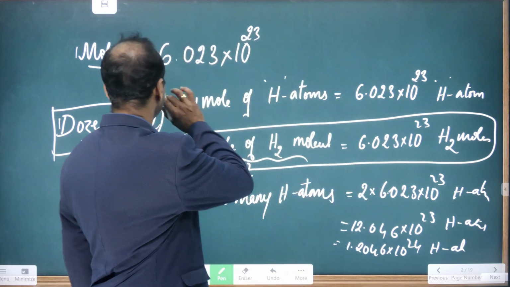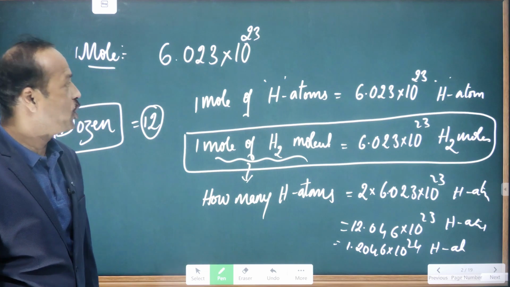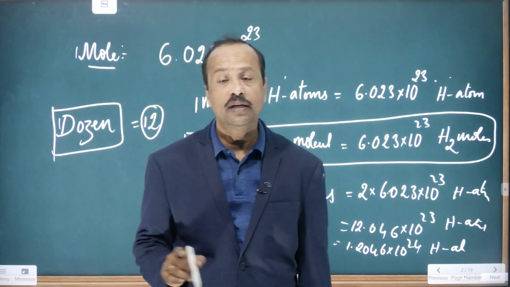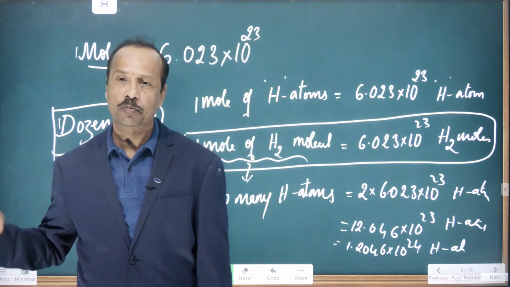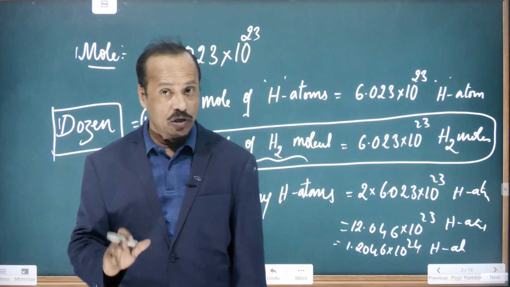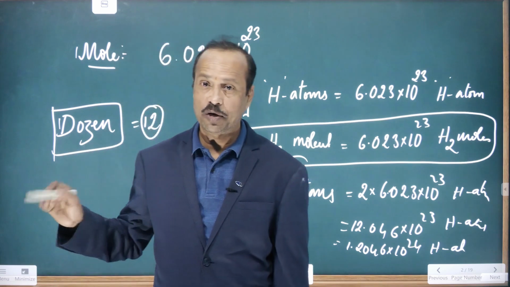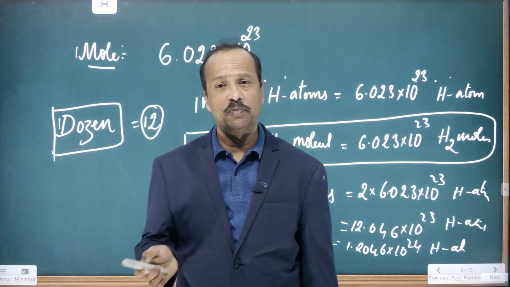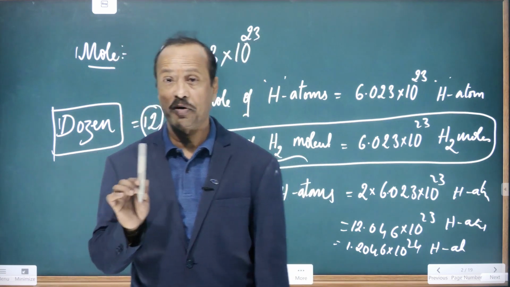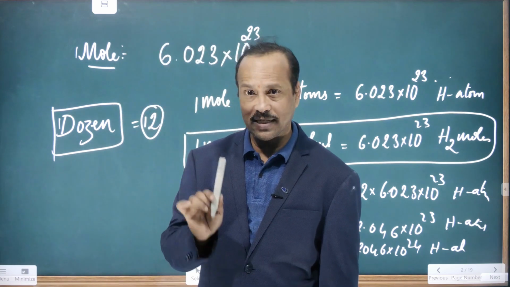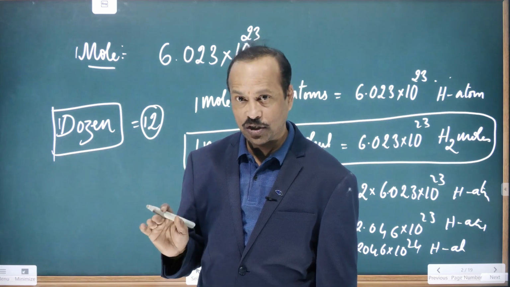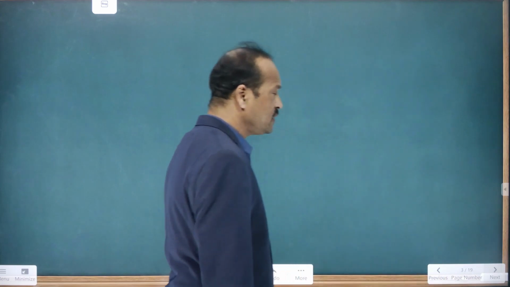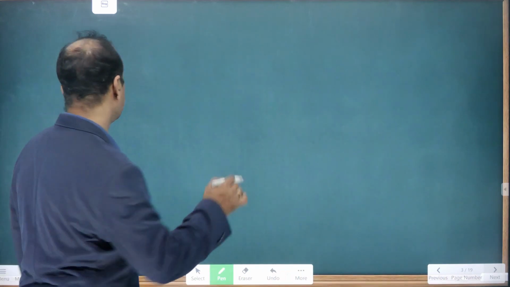So, 1 mole is nothing but 6.023 into 10 to the power of 23 entities. If you are taking 1 mole of atoms, then that is 6.023 into 10 to the power of 23 atoms. If you are taking molecules, then 6.023 into 10 to the power of 23 molecules. If I take 1 mole of pens, the meaning is 6.023 into 10 to the power of 23 pens. So this is the number of moles. Clear to you?